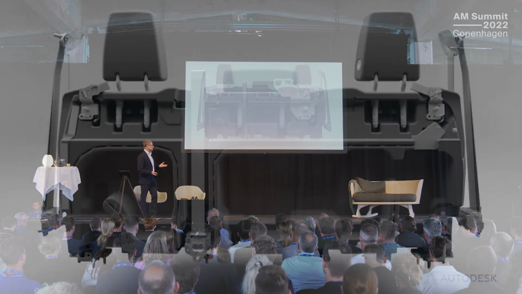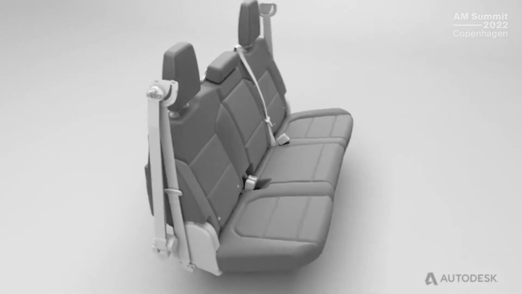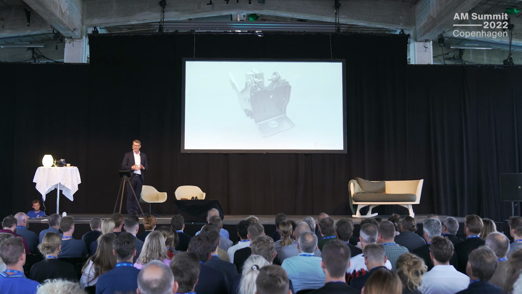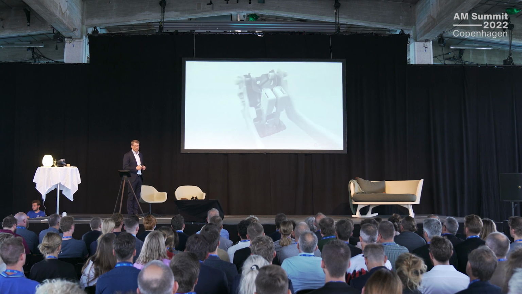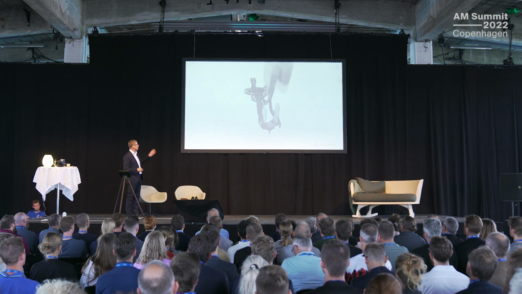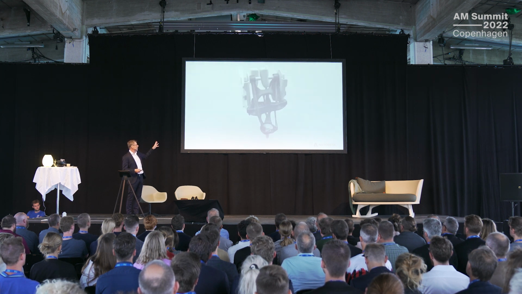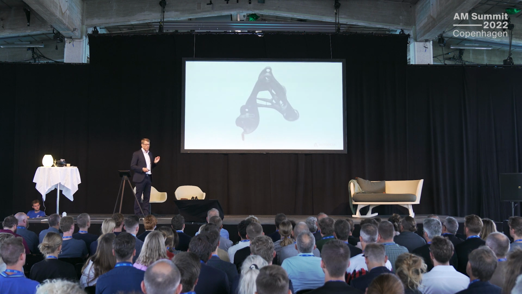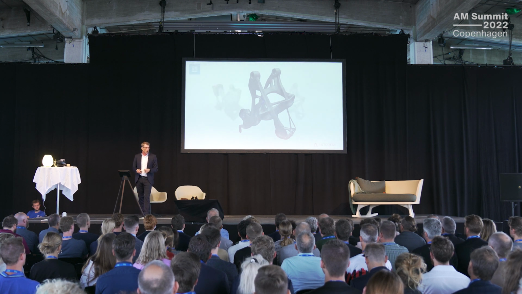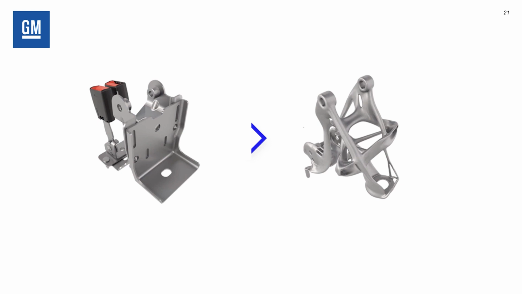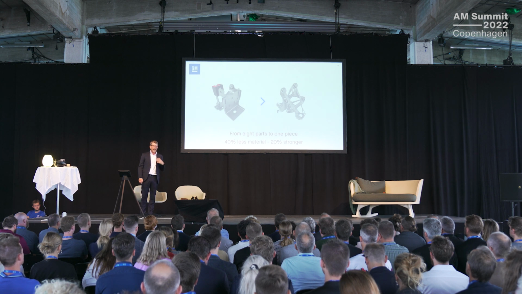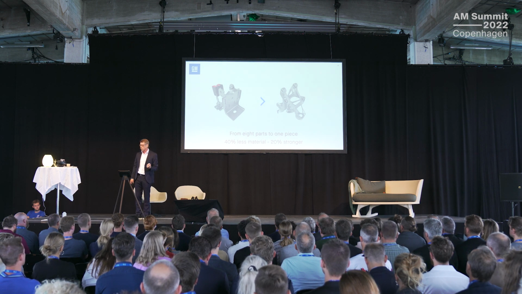Let me give you an example from General Motors. This is an example of a seat belt bracket, as you can see here. It's a pretty complicated product because it consists of a lot of different parts, and it's quite important because that's the one taking care of the safety. And here it is substituted by one piece instead of the other ones, developed by generative design. So you can see it looks very different. So what was achieved here? Well, first of all, we went from 8 parts to 1 piece. We were able to use 40% less material, and we ended up with a part that is 20% stronger than the other construction.